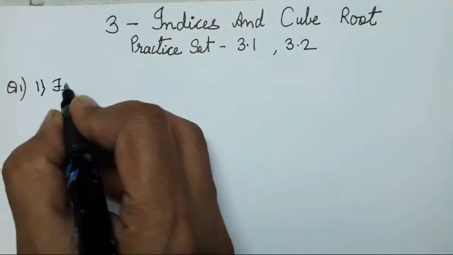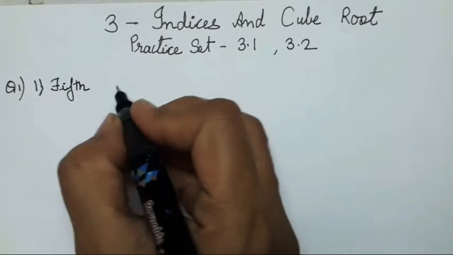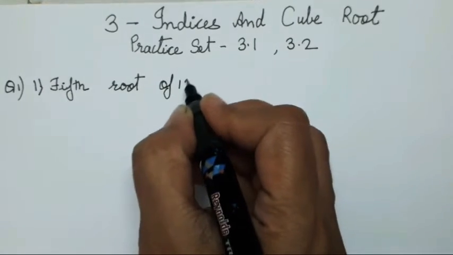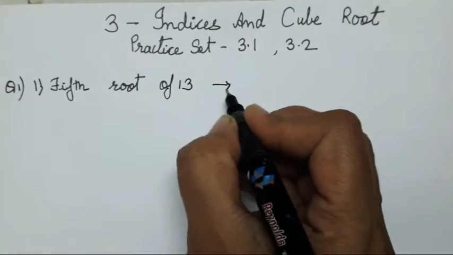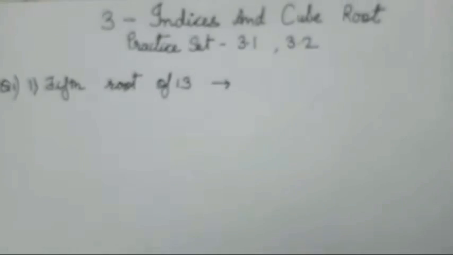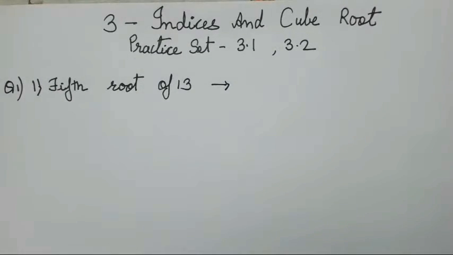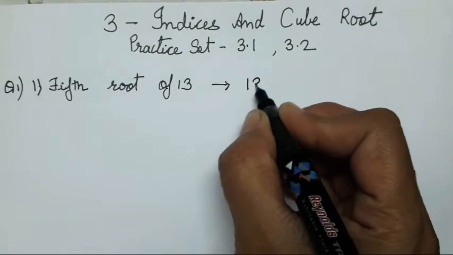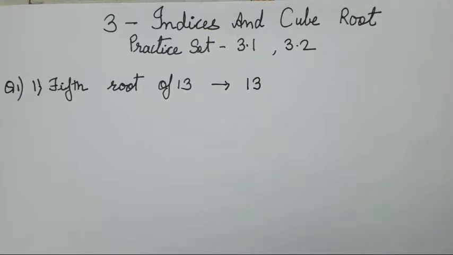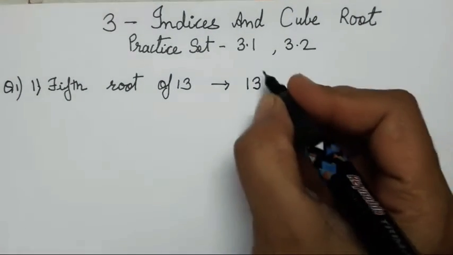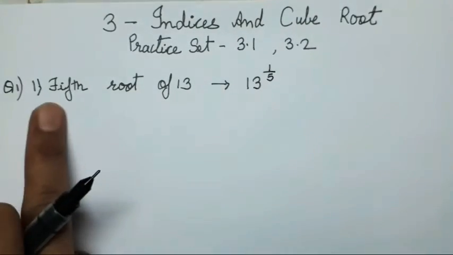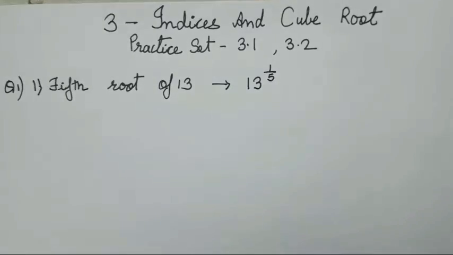First let's write the question. Now, how are you going to read this? Fifth root of 13. Okay, and then you have to write it in the index form. Now index form, it's very easy. Fifth root of 13 means first you all have to write 13, and fifth root they have said, so it is going to be 1 upon 5. Why 1 upon 5? Because it is fifth root of 13.